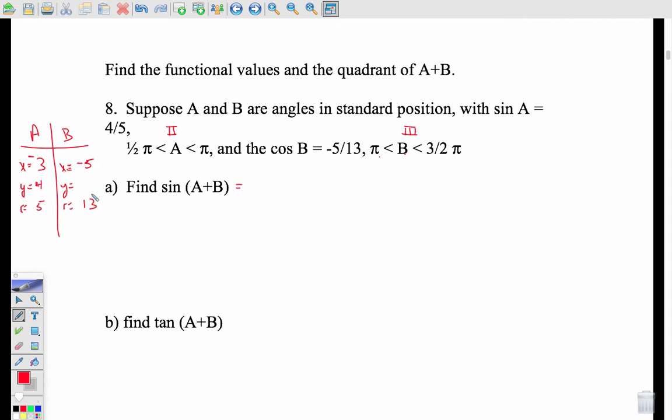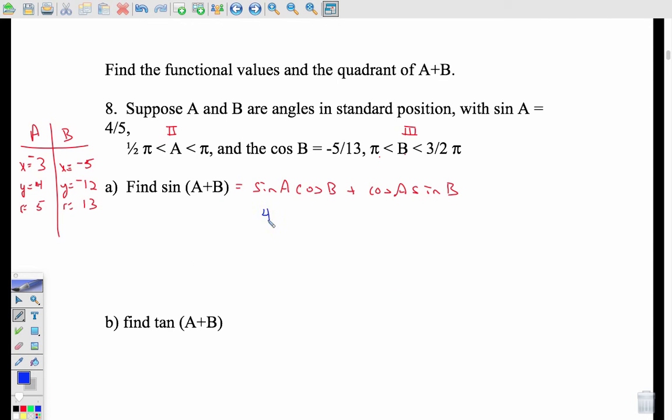Cosine of angle B is negative 5/13. Cosine is X over R. Our X is negative 5 then, and our R is 13, which means our Y is 12. We're in quadrant 3, so Y is also negative in quadrant 3. Y is negative 12.